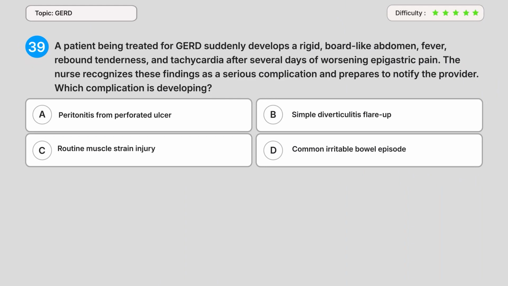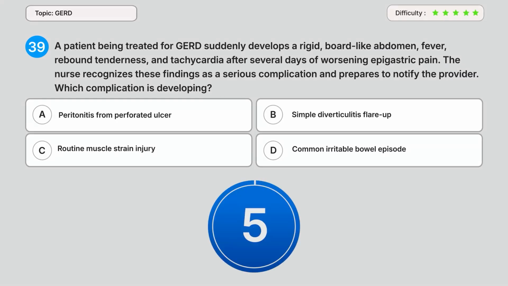A. Peritonitis from perforated ulcer. B. Simple diverticulitis, flare-up. C. Routine muscle strain injury. D. Common irritable bowel episode. Can you guess the answer?